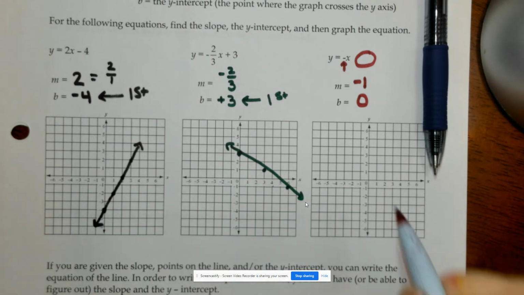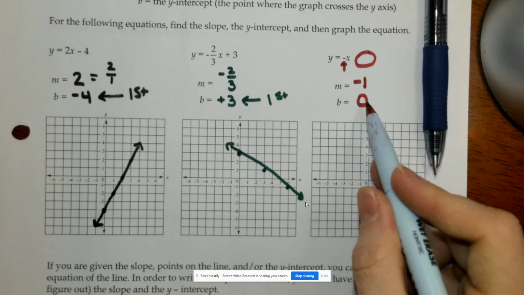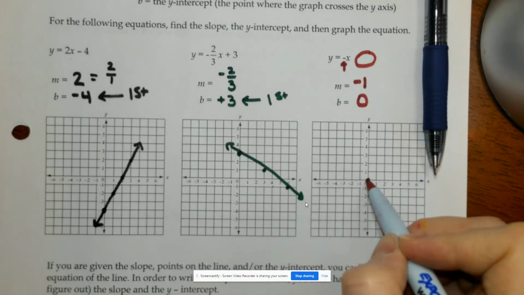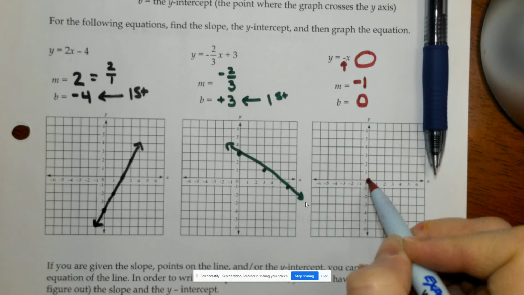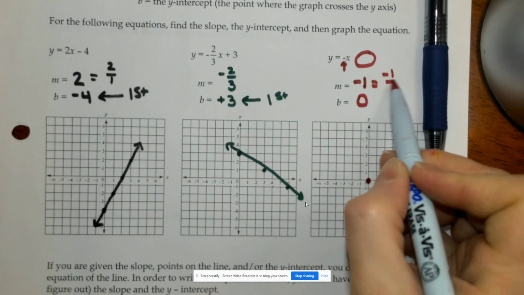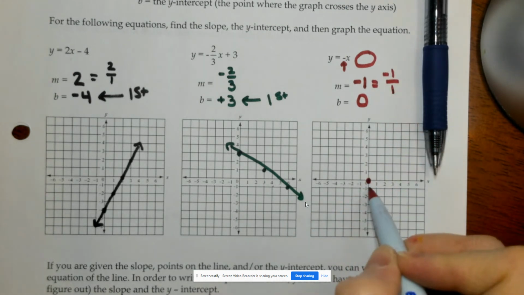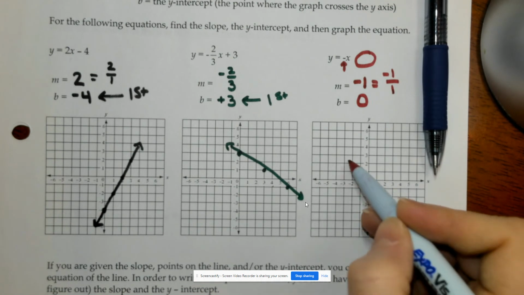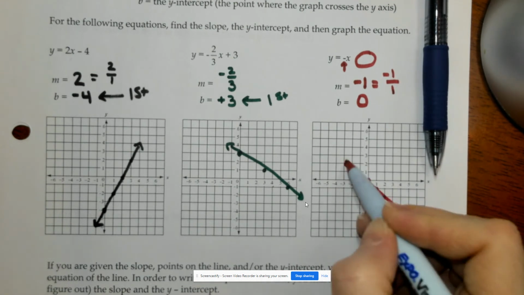Last but not least, we have a y-intercept of 0. This also, you might remember, was called a direct variation because it goes through 0, 0, the origin, has a slope of -1, which is the same as -1 over 1. So we'd go down 1, right 1, down 1, right 1. Doesn't take too many points before you can find what that line looks like.